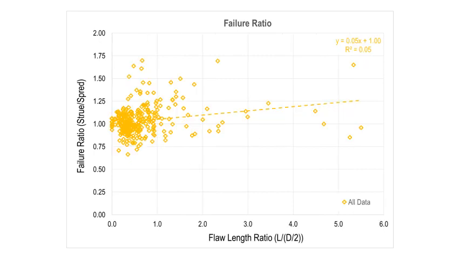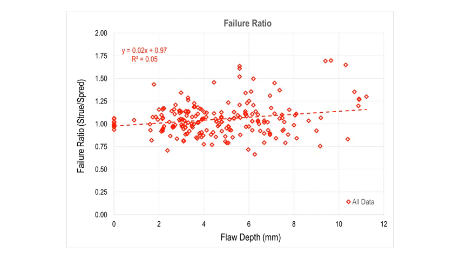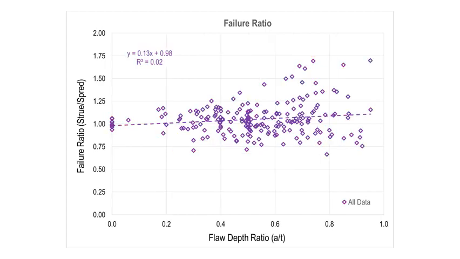I can look at the flaw length ratio, where I've essentially normalized it to the flaw radius because that's what I tend to do. There I see a minor effect of about 5%, but the r-squared value is 0.05, so it's really not a meaningful statistical trend. If I look at the flaw depth here, about a 2% difference across the plots. Again, r-squared of 0.05, it's not a meaningful correlation. And same with looking at the flaw depth ratio, r-squared of 0.02, it's not a meaningful correlation.